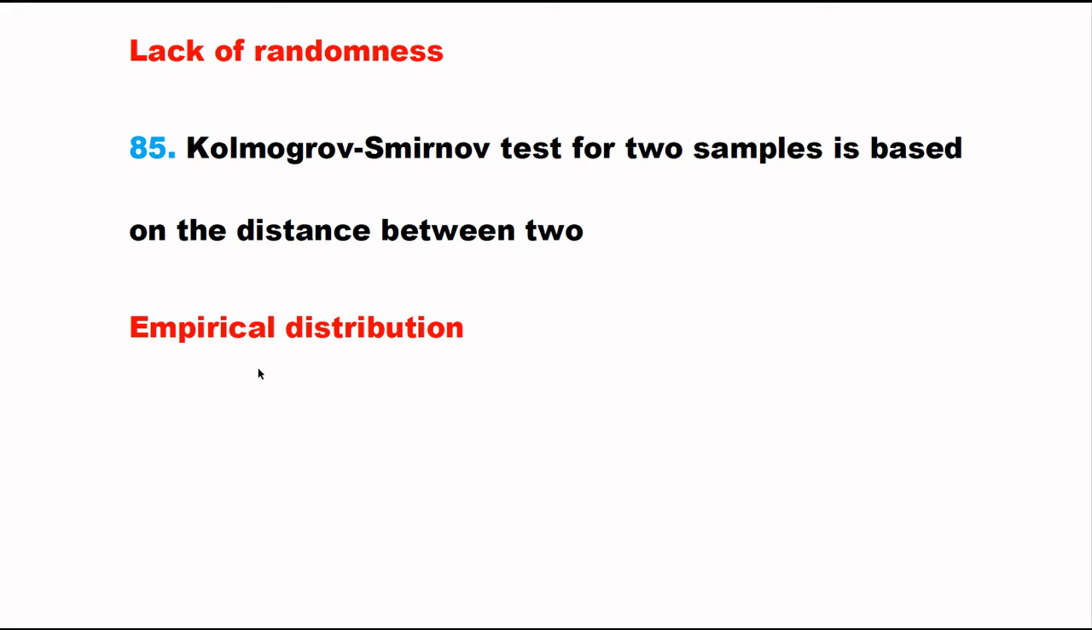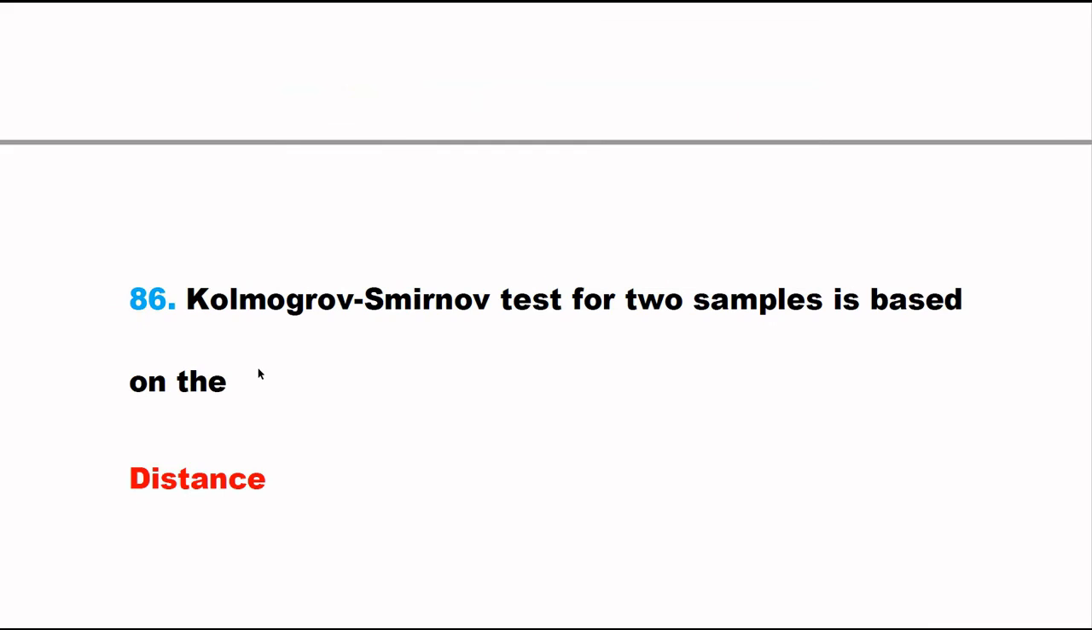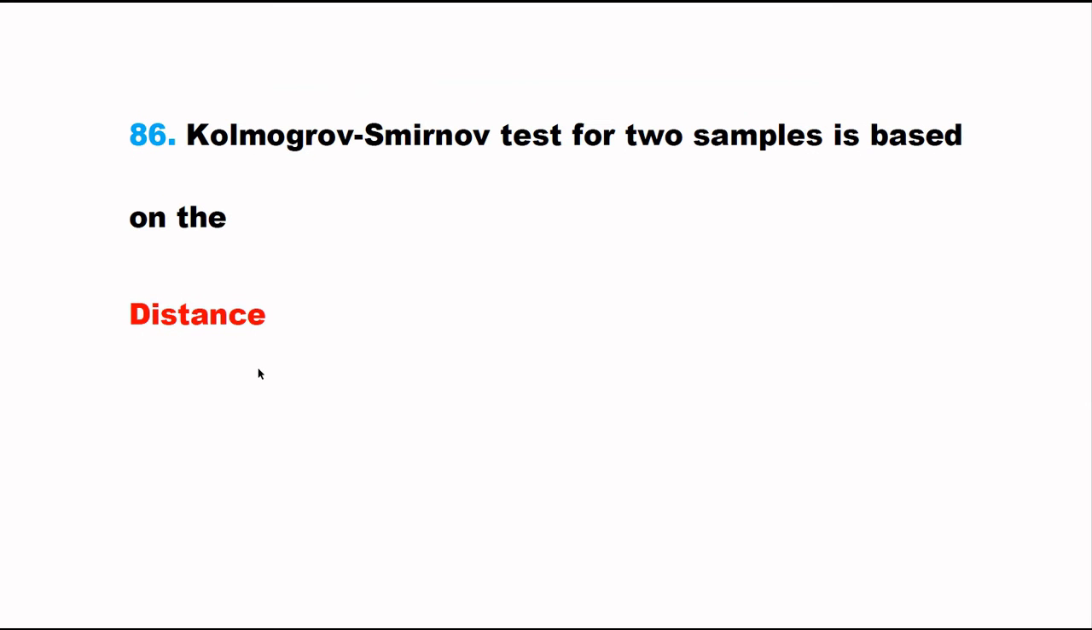Kolmogorov-Smirnov test for two samples is based on the distance between two empirical distributions. When we have two empirical distributions, the difference or distance between these two distributions is the test statistic of the Kolmogorov-Smirnov test. The Kolmogorov-Smirnov test for two samples is based on distance.